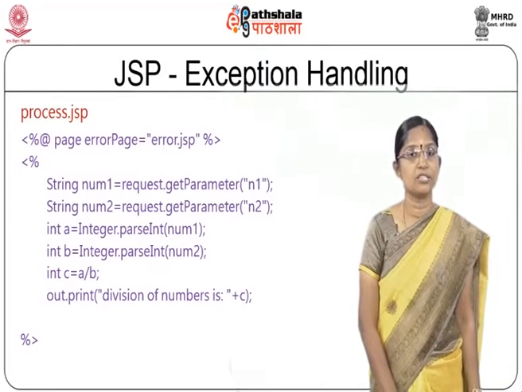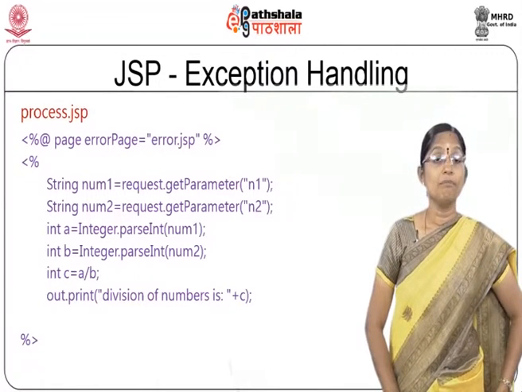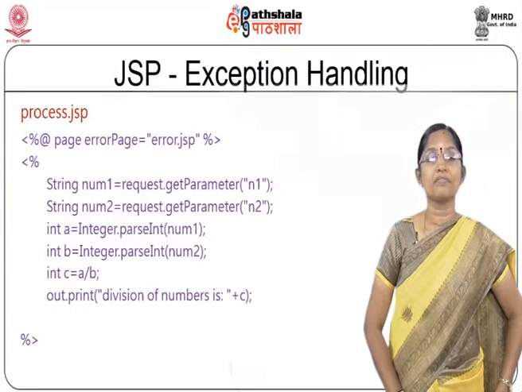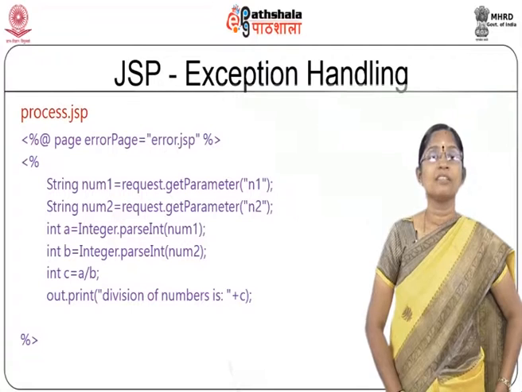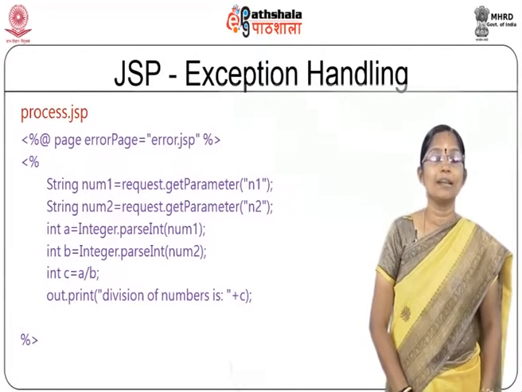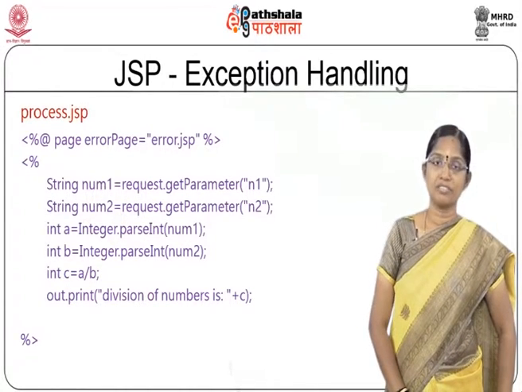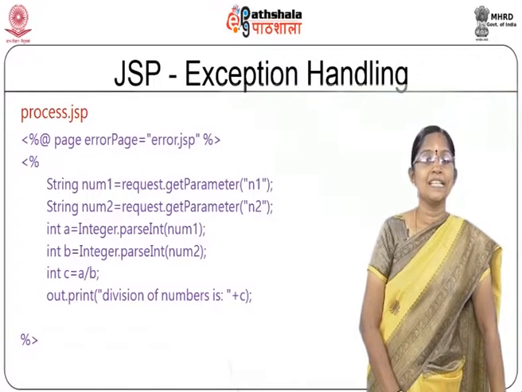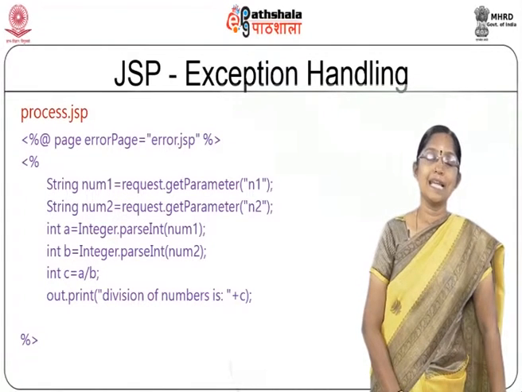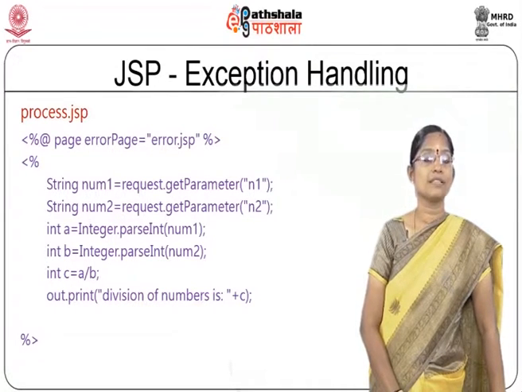Now let us look through process.jsp. Here we say in the page directive that if any error occurs, the errorPage attribute has been enabled, and in those cases you go and call error.jsp. Here you can see request.getParameter of n1, which gets the value of the first text box, and request.getParameter of n2, which gets the value of the second text box. Then using Integer.parseInt, they have been converted into int a and int b. Int c is equal to a by b, which gives you the division result. The division of the two numbers, the result has been printed.